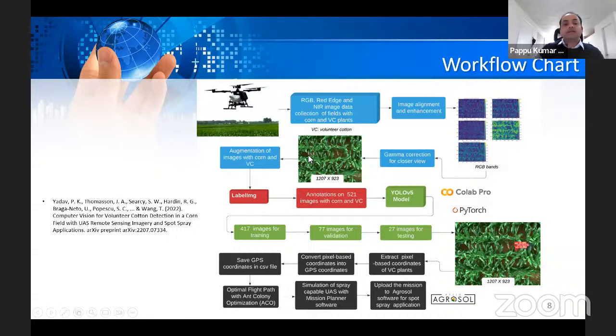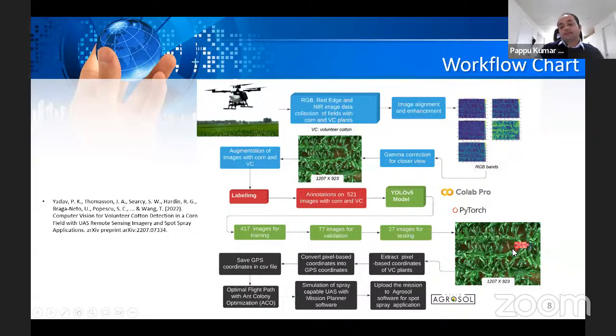It's a bigger size. Then we had to augment because we had only a few images where there were cotton plants. So we used the LabelImg software tool to get some annotated images, almost 521, that had cotton plants inside. We trained the computer vision algorithm called YOLOv5 on a Google Colab Pro platform. And then we split the training, validation, and test images to find some metrics. And this is how we got the detection.